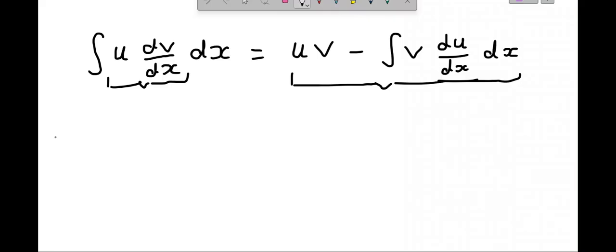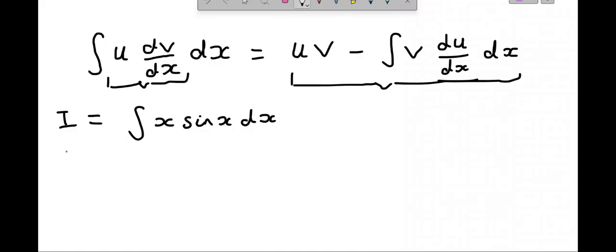So let's take our integral and we'll call it I, and we want to integrate the function x times sine x with respect to x. So the trick with integration by parts is deciding which function you're going to take as u and which function you're going to take as v.